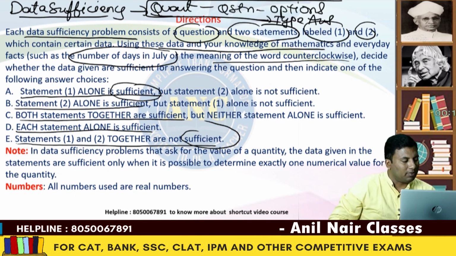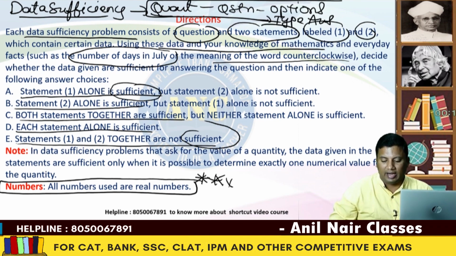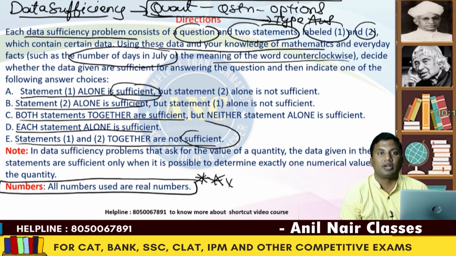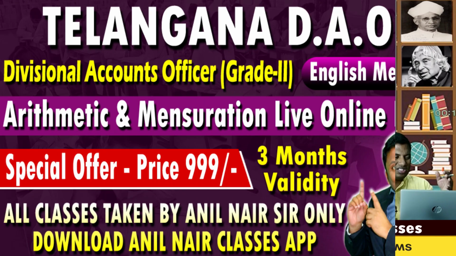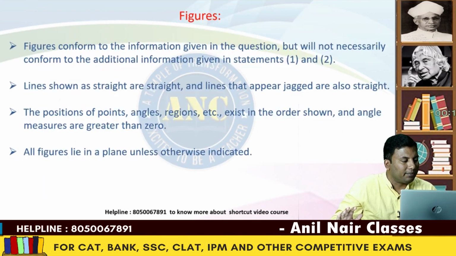And always remember, unless and until it is specified, all the numbers are considered to be real numbers. These are just pure English statements, you will not understand them much, right?